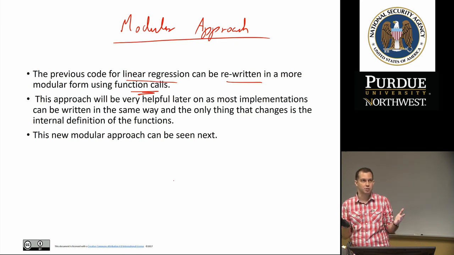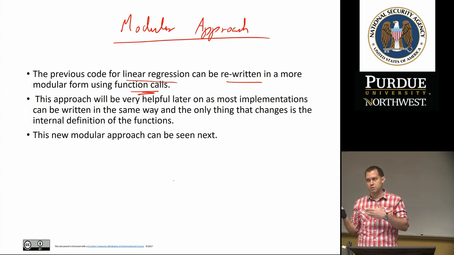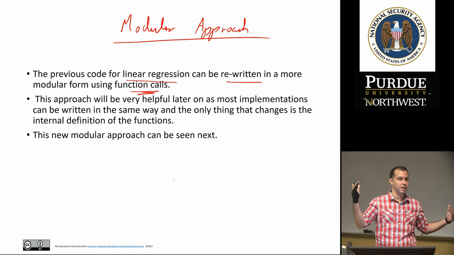But in the inference function, for instance, whereas before we just had that linear regression equation, in other algorithms like deep neural networks, we'll have more complicated architectures.